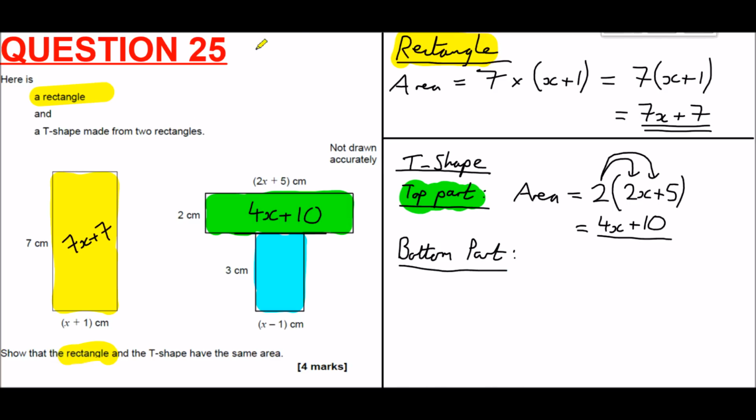So for the bottom part, again it's a rectangle, so the area will be the same formula. The area again is just the length of this blue one multiplied by the width of the blue one. So in this case, it's going to be 3 multiplied by x minus 1. And again, if we just expand these brackets, 3 multiplied by x is 3x, and 3 multiplied by 1 is 3, but because that's a minus 1, we'd get minus 3. And so the bottom part has an area of 3x minus 3.